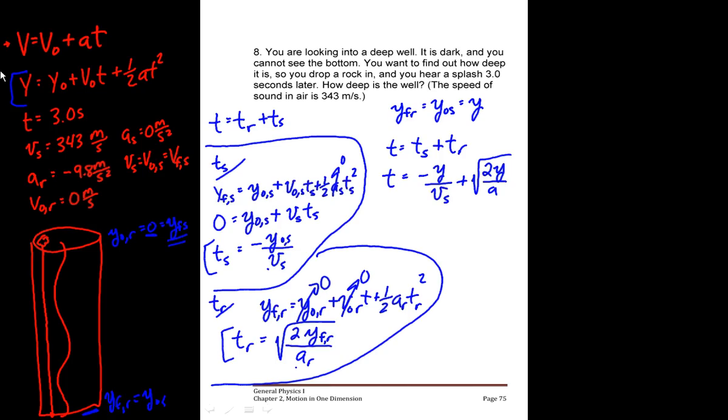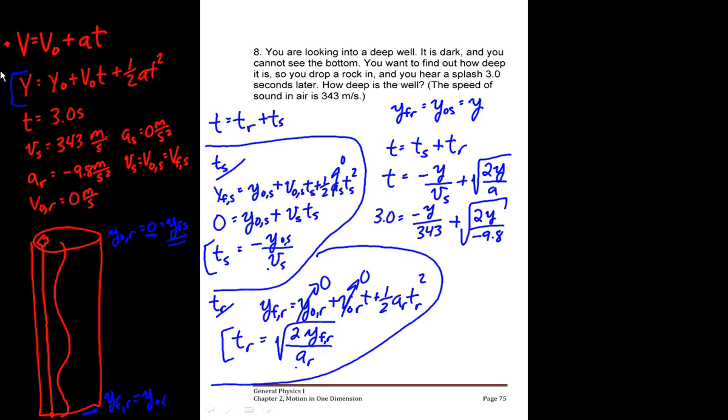I can go ahead and put in some numbers here. 3.0 equals negative y over 343 plus the root of 2y over minus 9.8, leaving out all the units just to make it easier to write. Now notice that I have a negative under this radical, which you can't take, or that has a complex number, the square root of a negative number. But I've already said that y has to be negative, so that square root is going to be of a positive number in the end because y is negative.